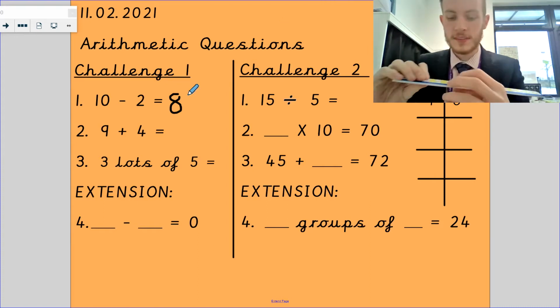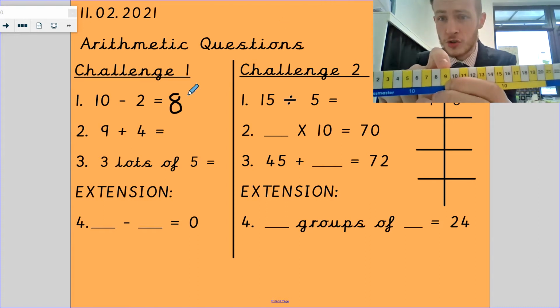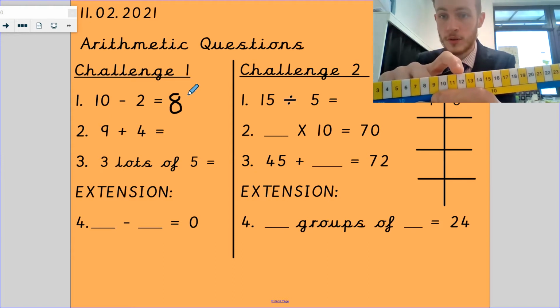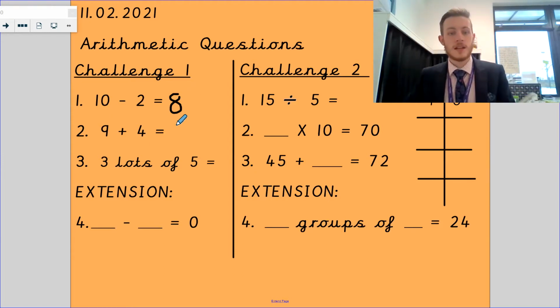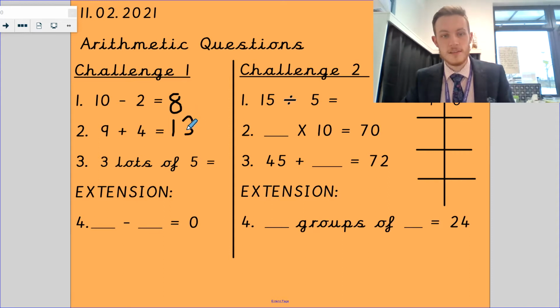All right, starting from 9. Got to jump on 4. 1, 2, 3, 4. Answer is 13.